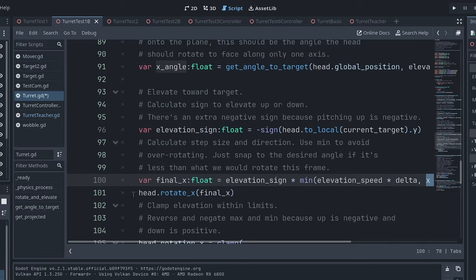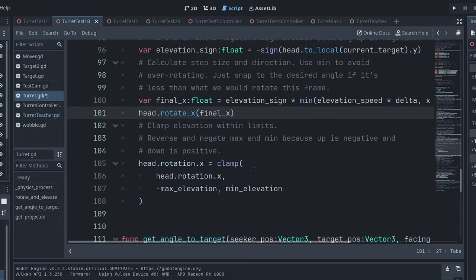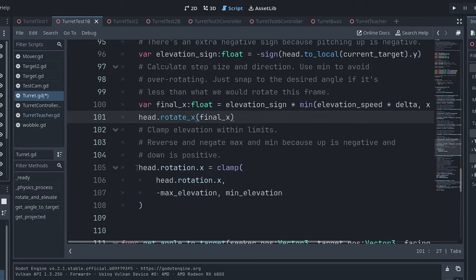Now, another difference between the rotation and the elevation is that I'm going to limit the amount of elevation. I'm going to clamp between the minimum and the maximum. Now, the negative of the maximum is the lower value because, again, pitching up is negative and down is positive. We could have also added a clamp like this for the horizontal rotation of the turret. If you want to limit how much it can rotate side to side, you could easily add that in.